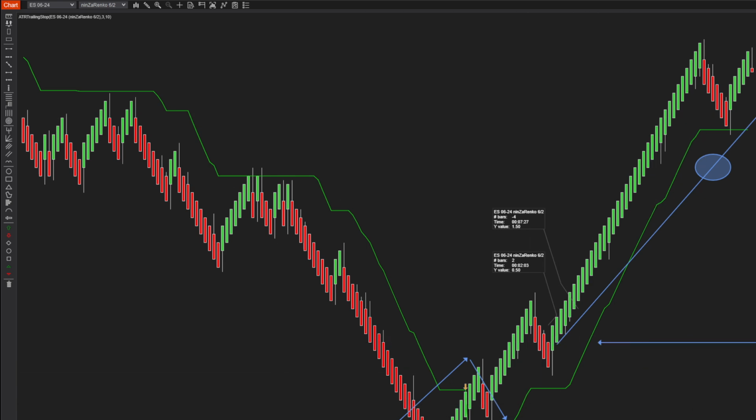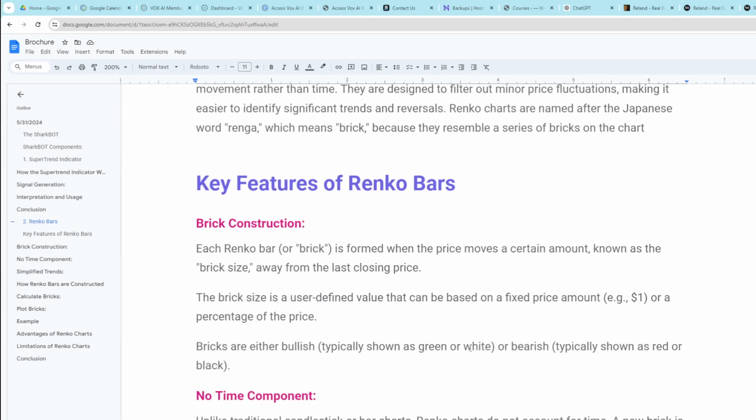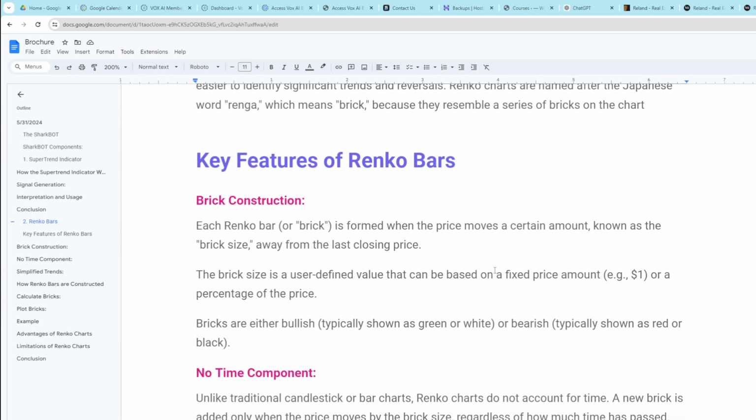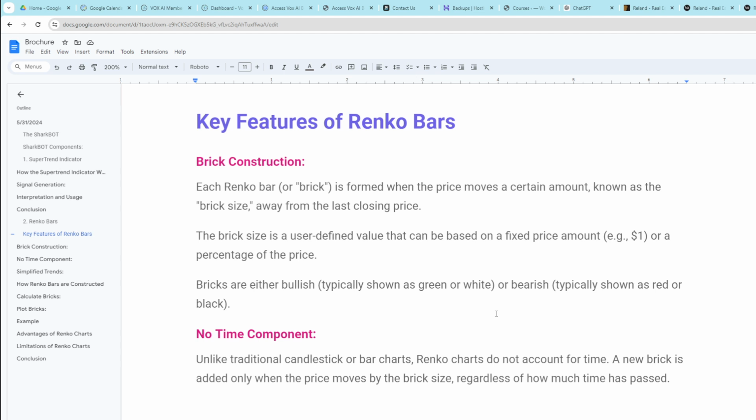So we go back to the Renko bar and talk a little more about it. Each Renko bar or brick is formed when the price moves a certain amount, known as the brick size. So the move has to be away from the last closing price. The brick size is a user-defined value that can be based on a fixed price amount. Let's just say $1, or I gave you two ticks, for example, of the price. Bricks are either bullish, typically shown in green or white, or bearish, typically shown in red or black.